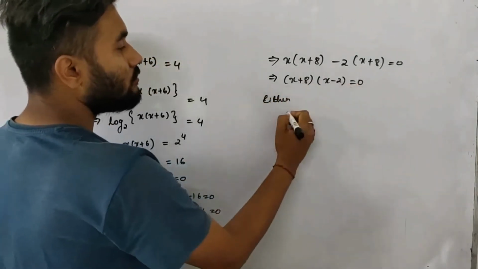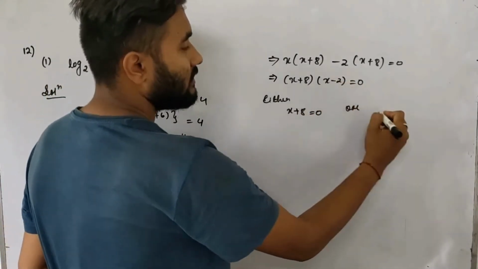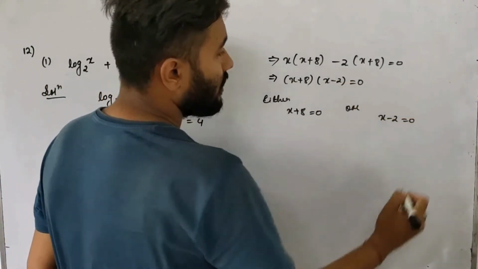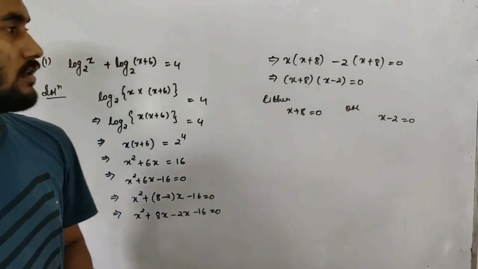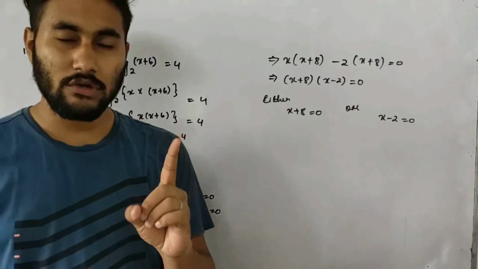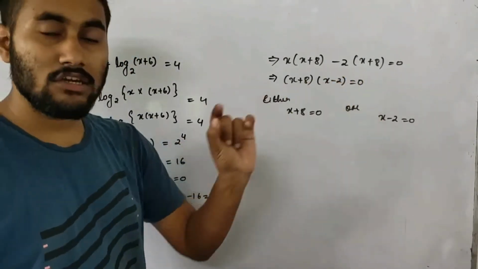Either this is 0 or this is 0. Understood? Then only the product will be 0. Simple, na? Remember, on the right side 0 should stay. Okay, except 0 it will not work. On your right hand side 0 should stay.